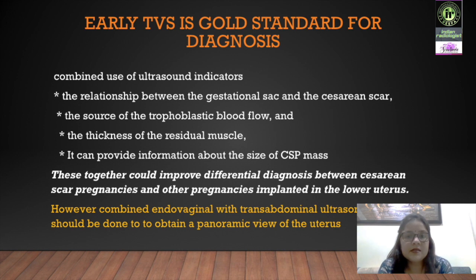So early TVS is the gold standard for diagnosis. Combined use of ultrasound indicators like the relationship between the gestational sac and the cesarean scar, the source of trophoblastic blood flow around the sac, the thickness of the residual myometrium, and the size of the CSP mass. All these are very important and together improve the differential diagnosis between the CSP and the other pregnancies which are implanted in the lower uterus. Some people advocate the combined endovaginal and transabdominal ultrasonography to obtain a panoramic view of the uterus.